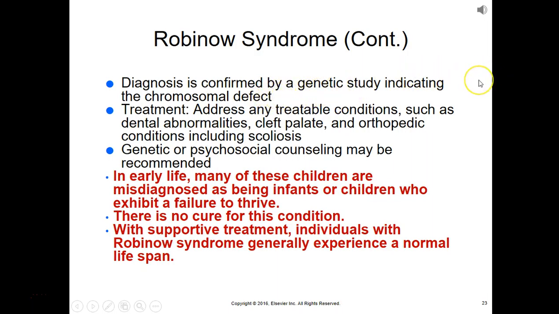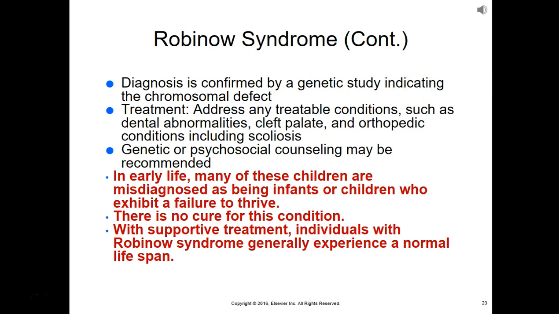Treatment is to address any treatable conditions such as dental abnormalities, those malaligned teeth, a cleft palate, or orthopedic conditions including scoliosis. Genetic and psychosocial counseling may also be recommended for these patients.